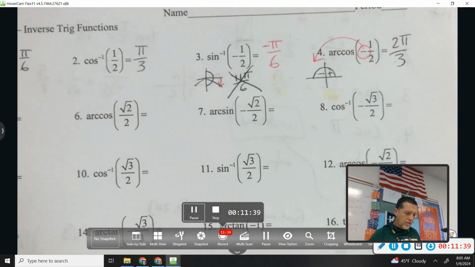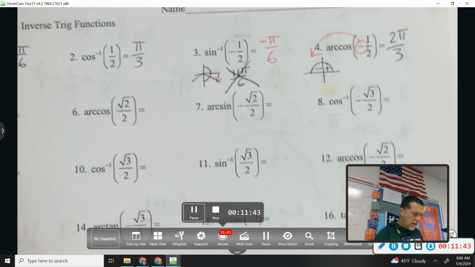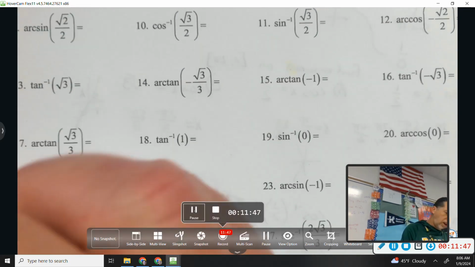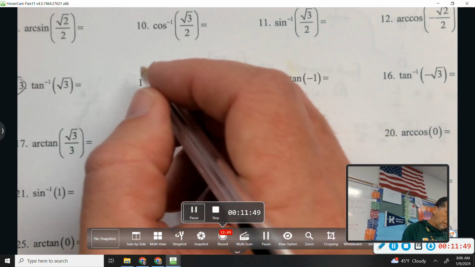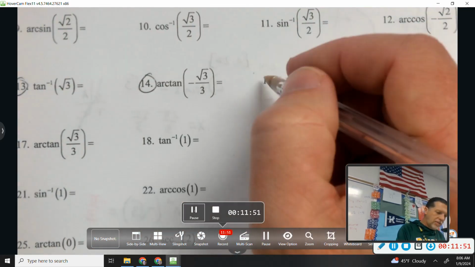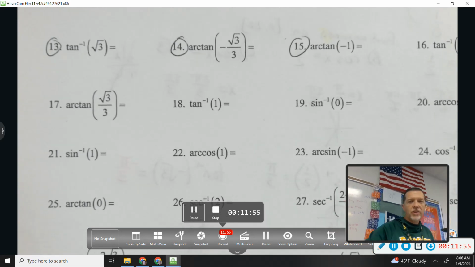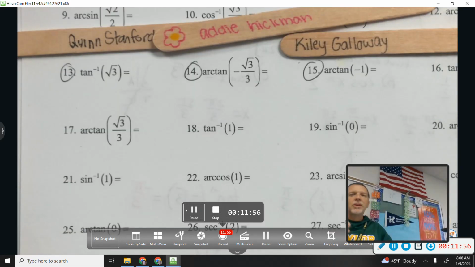Okay, let's skip down and find maybe a harder one. Let's do 13 and 14. And 15. So why don't you do 13, 14, and 15, and then we'll compare answers. You don't have to memorize the quadrant. If you always pick the closest, easiest, most sensible answer, you're going to be right.